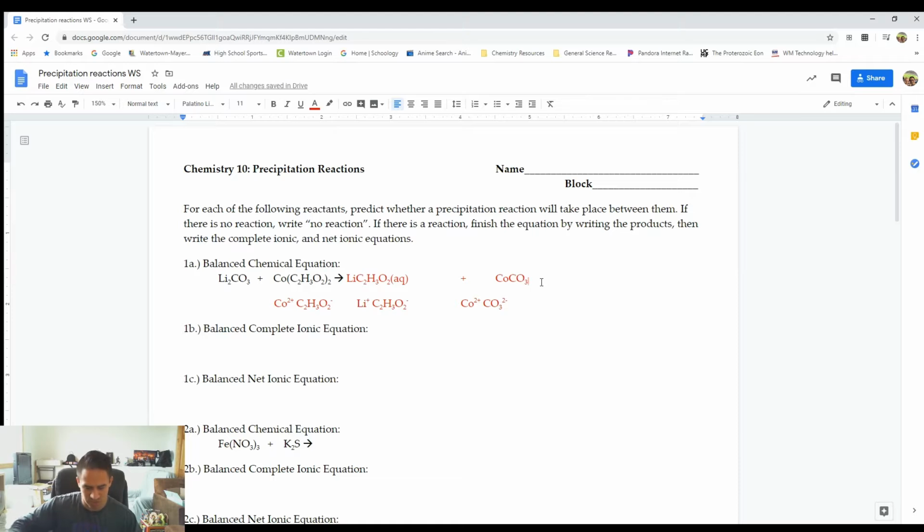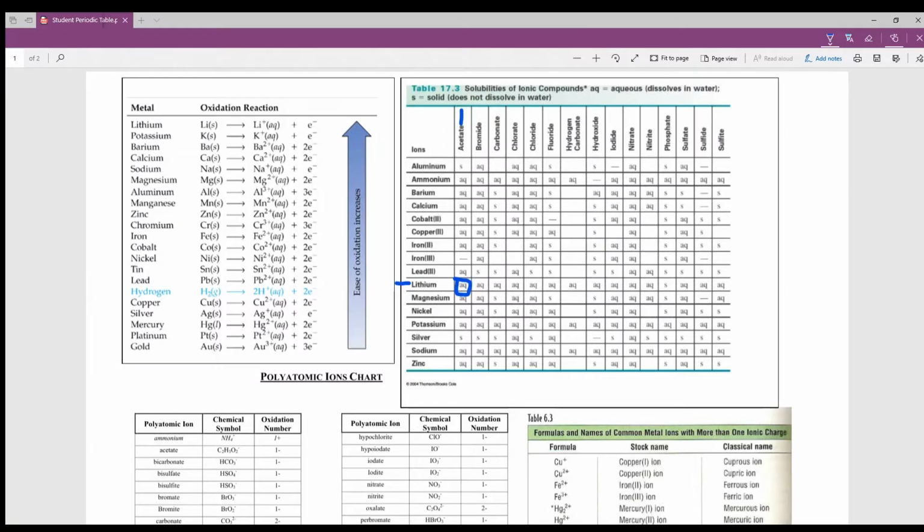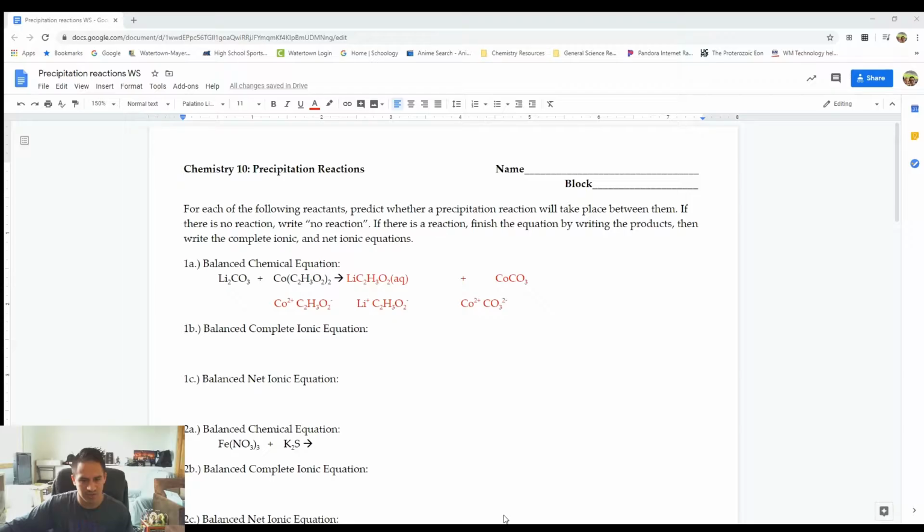This is cobalt 2 carbonate. So let's check this one and see if this one is a solid. So we have cobalt 2 right here, and we had cobalt 2 carbonate. That's carbonate right there, and we see S for solid. All right, beautiful. So that one is a solid, which is good. So let's go back to our sheet. Mark this as S for solid.